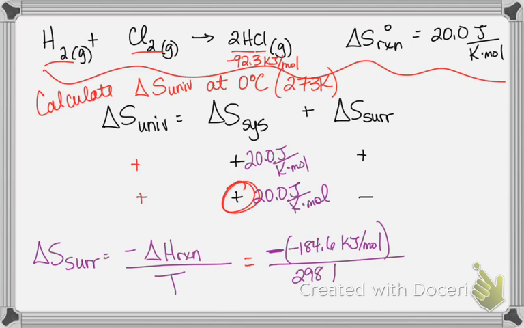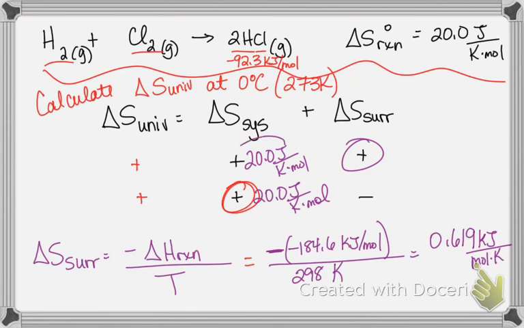And we're going to divide that by 298 Kelvin. So obviously this is going to be a positive answer for the delta S of the surroundings. And this calculation gives me 0.619 kilojoules per mole times Kelvin, or Kelvin times mole.